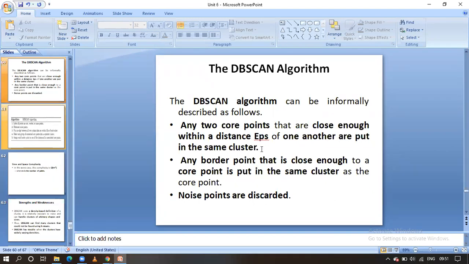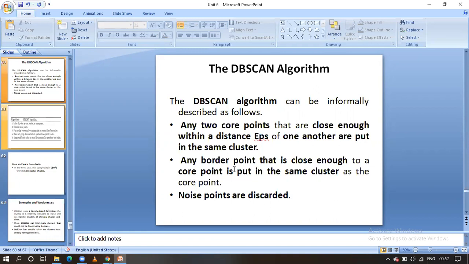Any border point that is close to a core point, since we will have several core points, we are going to take into the same cluster, guys. The first point is based on EPS: if any two core points are closer, we form them into one cluster. Any border point that is closer to a core point, we also take into the same cluster, guys.